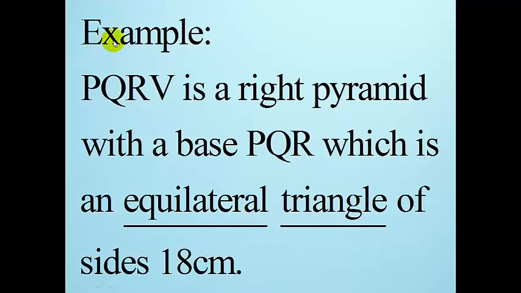Now let's consider this example. PQRV is a right pyramid with a base PQR, which is an equilateral triangle of sides 18 centimeters. So the base is an equilateral triangle. It means that all the sides are equal. So if one side is 18, then the other sides are also 18.